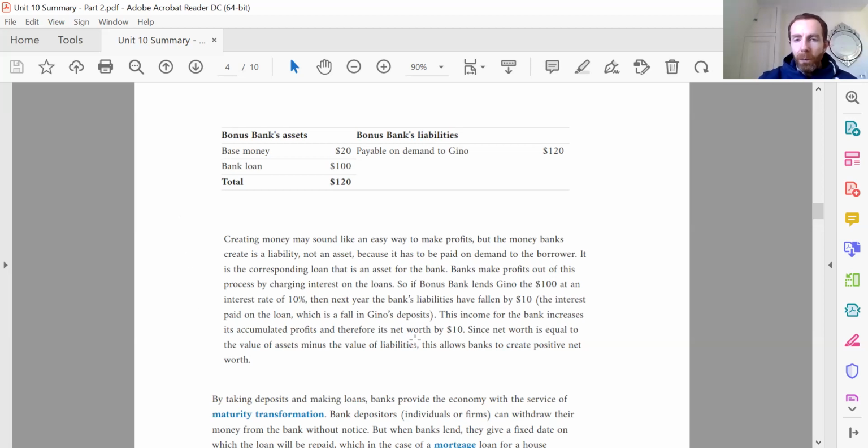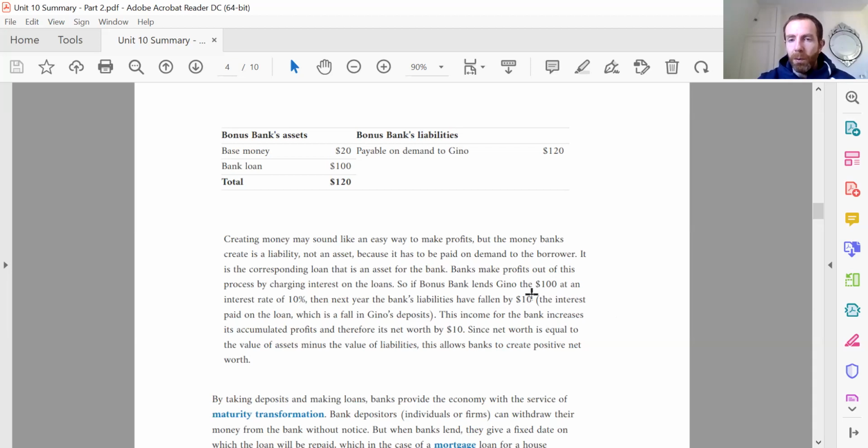But why do they want to do this? Well, if we fast forward, it says here that if Bonus Bank lends that $100 to Gino at an interest rate of 10%, then next year the bank's liabilities will have fallen by $10. So, well, why?